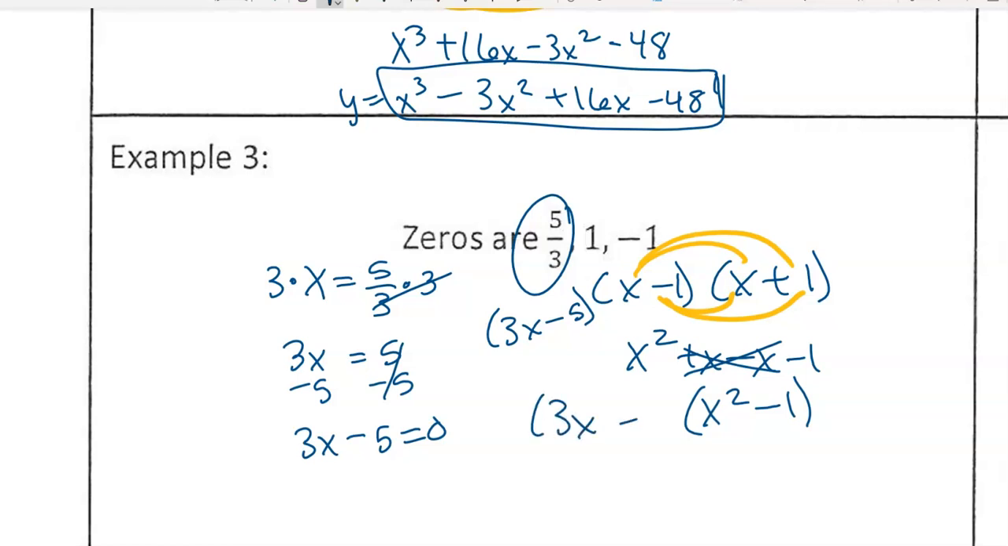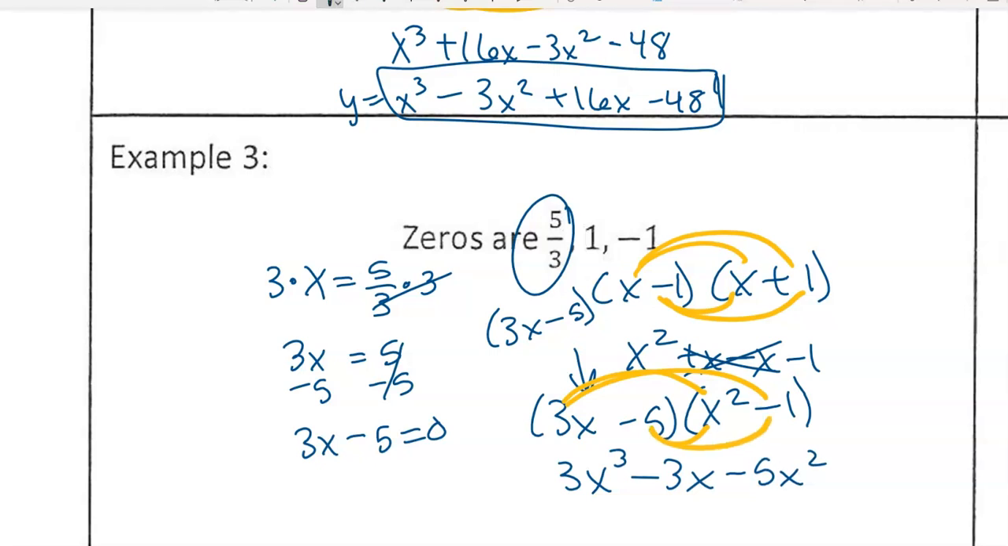Now to multiply in that first factor, we need to multiply. 3x times x squared is 3x cubed. 3x times negative 1 is negative 3x. Negative 5 times x squared is negative 5x squared. And the last one is negative 5 times negative 1, which is 5. Now to write it in standard form, our polynomial, let's say f of x equals 3x cubed minus 5x squared minus 3x plus 5.